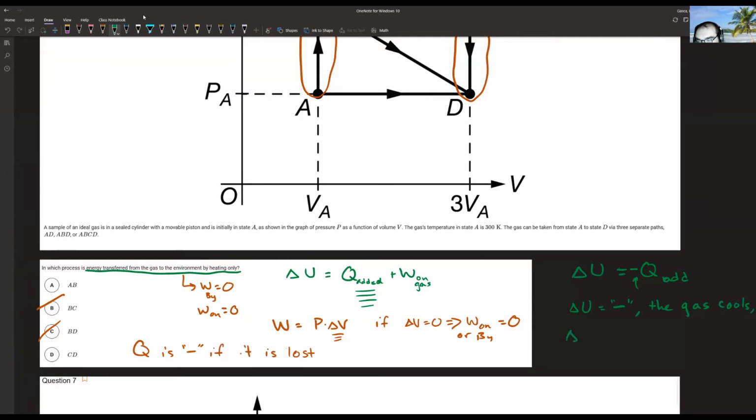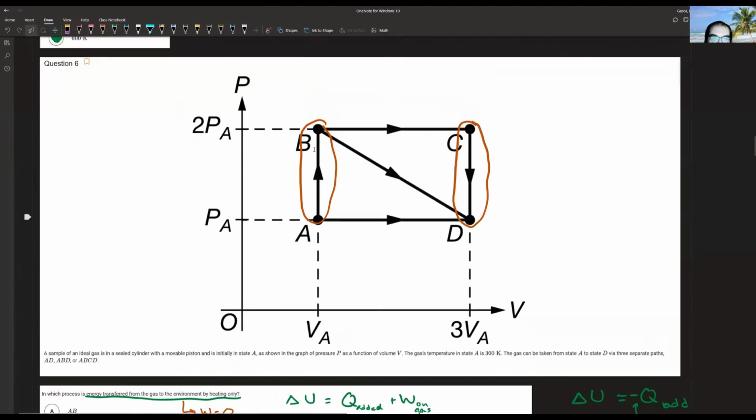It drops in temperature, so delta T is going to be negative. So we're going to lose temperature. And the process that shows us losing temperature is, well, let's see here. I have an isotherm like this at C. I have an isotherm essentially like this at D, through B and D.